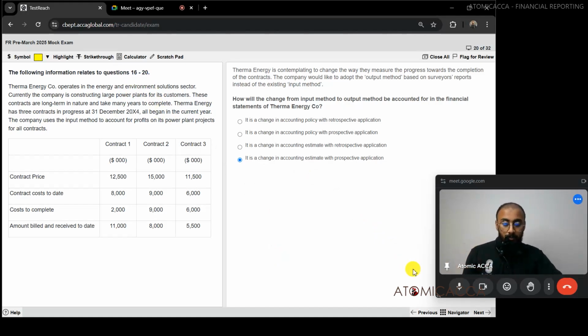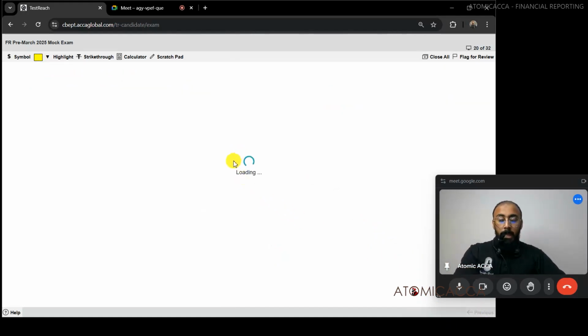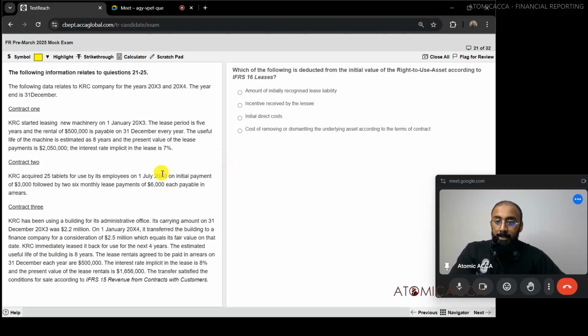Case study number 2. The following data relates to KRC company for years 20x3 and x4. Year end is 31st December. Okay. Contract 1. KRC started leasing new machinery on 1st Jan x3. So 31st December, like a normal calendar year. The lease period is 5 years and the rental of 500,000 is payable on 31st December every year.